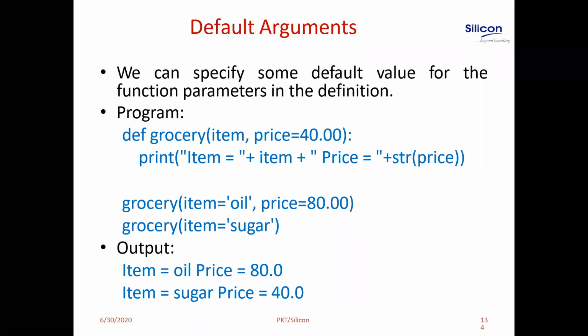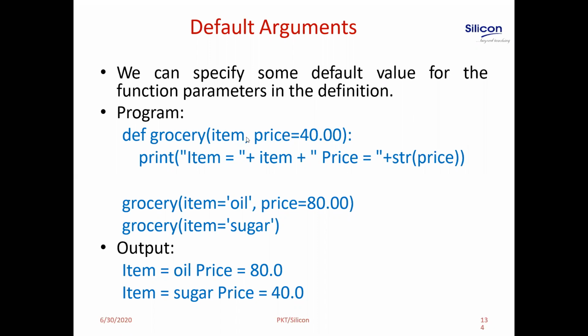Correct? Is that understood or not? Understood, sir. Okay. But do remember, if you have positional arguments and keyword arguments, there is no problem. If you are not using keyword arguments, then the trailing arguments should have default values. That means from the right hand side the default values must be given.